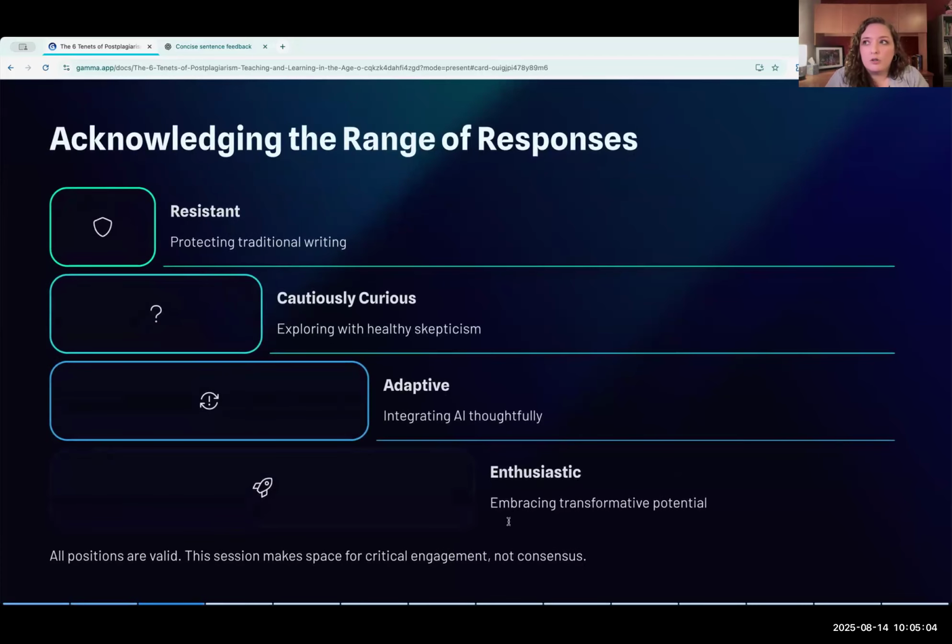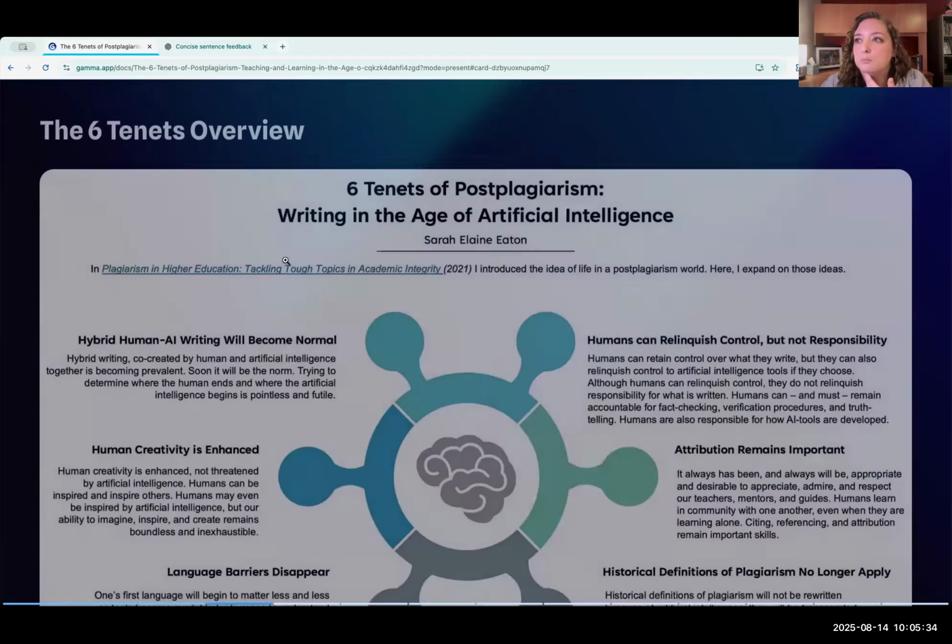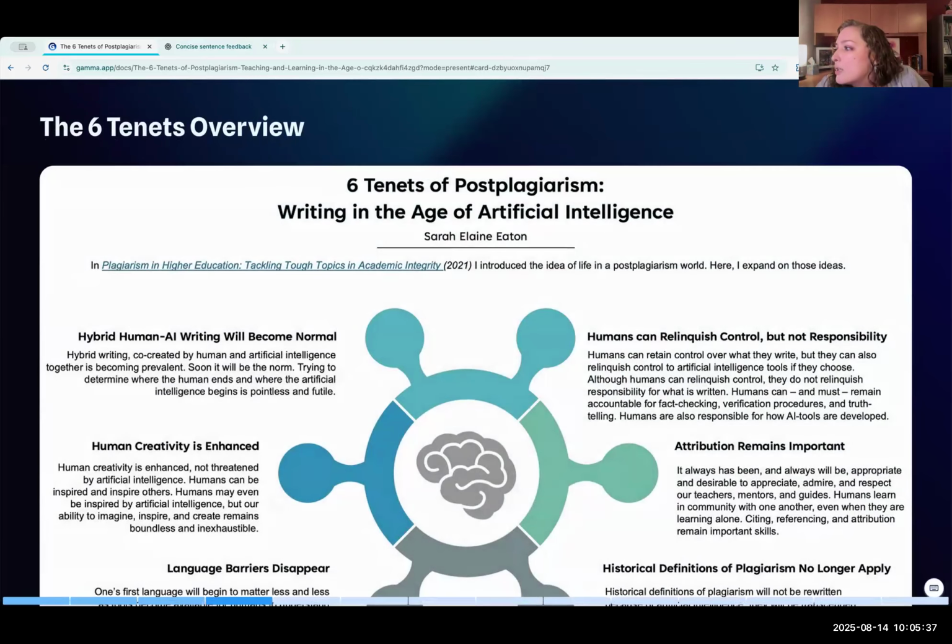So I acknowledge that there are a range of responses here. I know that some of you may be enthusiastic and really embracing AI. Some of you may be adaptive, cautiously curious. Some of you are going to be very resistant. I totally get that. And it's dependent on your context, your course goals, learning objectives, etc. So all positions are valid. This session just makes space for us to really critically engage with this framework and think about it in the context of our teaching. So let me resize my window so you can see this a little better.